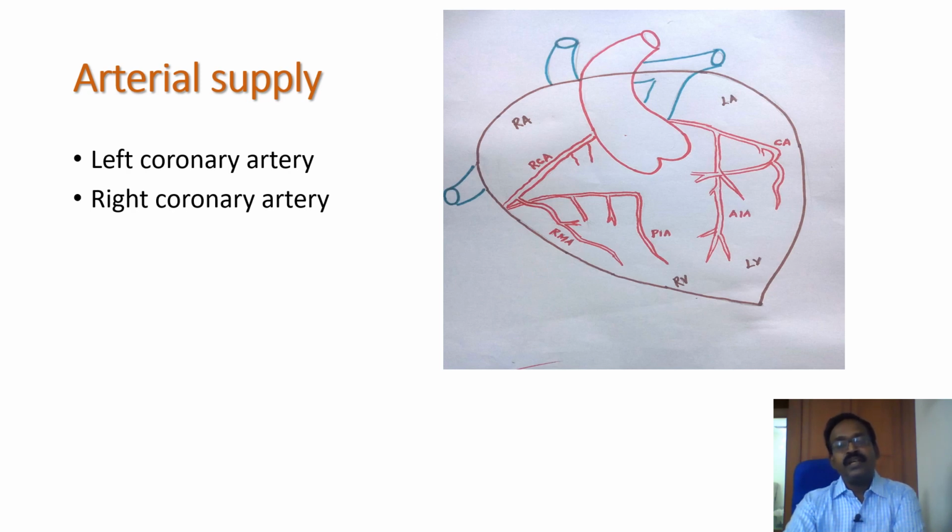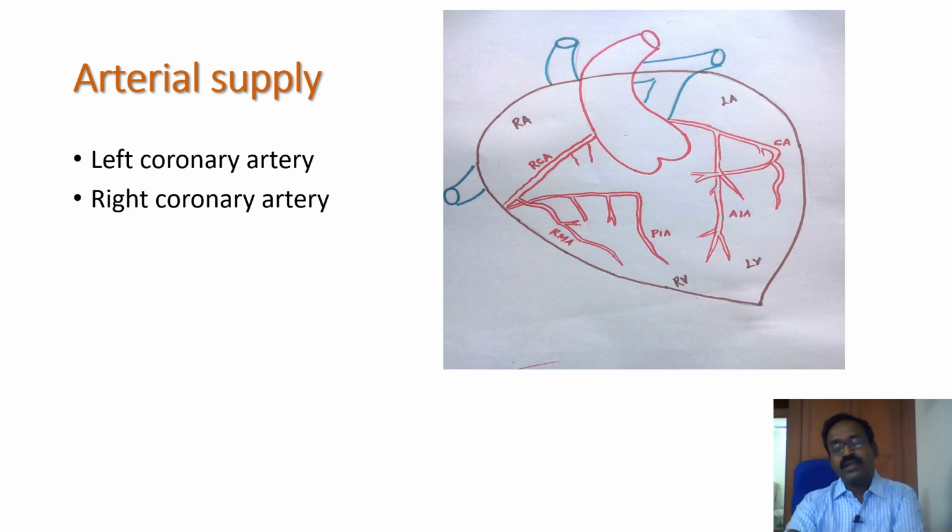This is the right coronary artery. The right marginal artery and the posterior interventricular artery are branches of the right coronary artery. The left circumflex artery and the anterior interventricular artery are branches of the left coronary artery. Both the left and right coronary arteries arise from the base of the aorta.